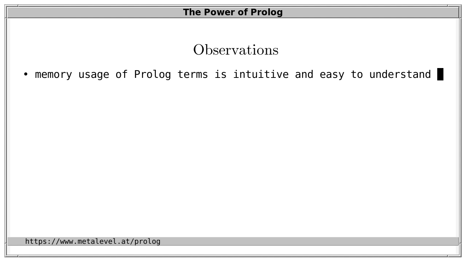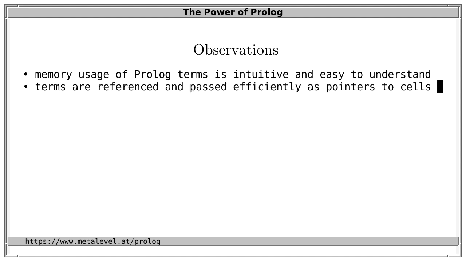And there are no hidden surprises, for example, due to lazy evaluation, because in Prolog, terms come into existence simply by writing them down. And it's easy to understand, for example, that a term with many arguments takes more cells and therefore uses more memory than a term with fewer arguments.